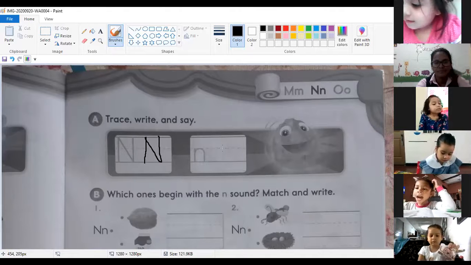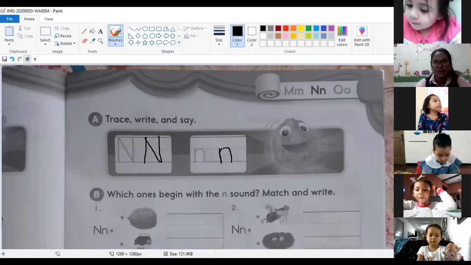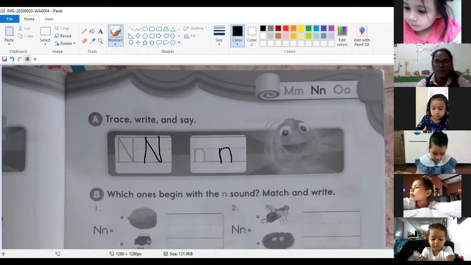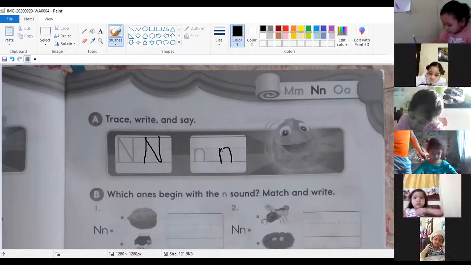Mira cómo lo hace la maestra. Primero un palito, luego el palito cruzado, inténtelo, ahora cruzado. Start working, Joali. Here we have the letter N.